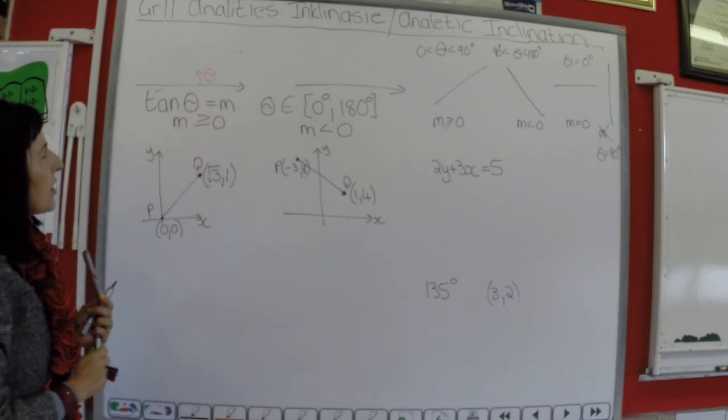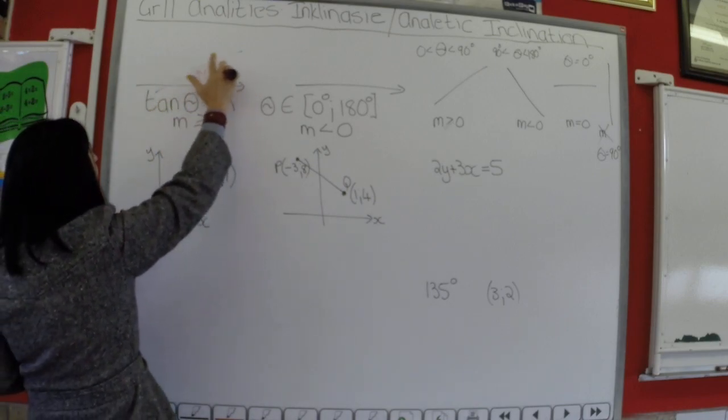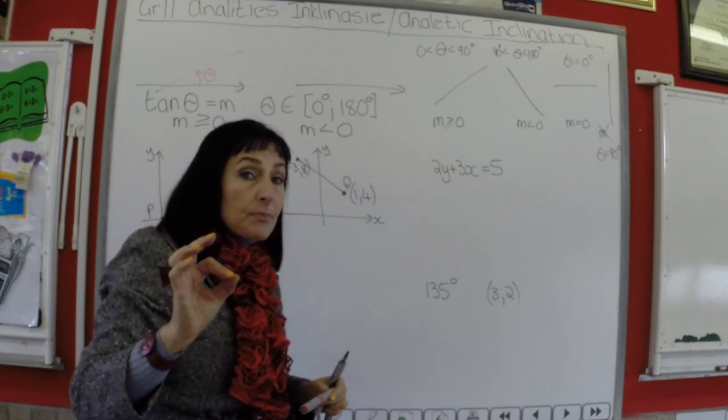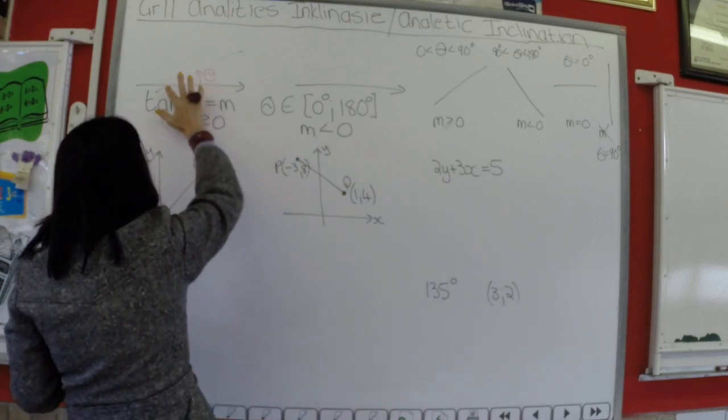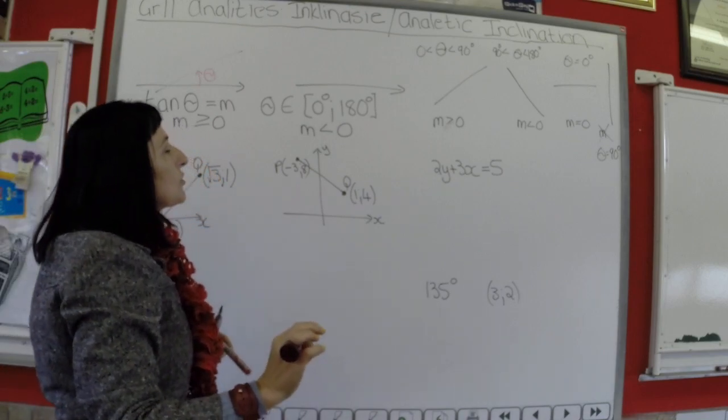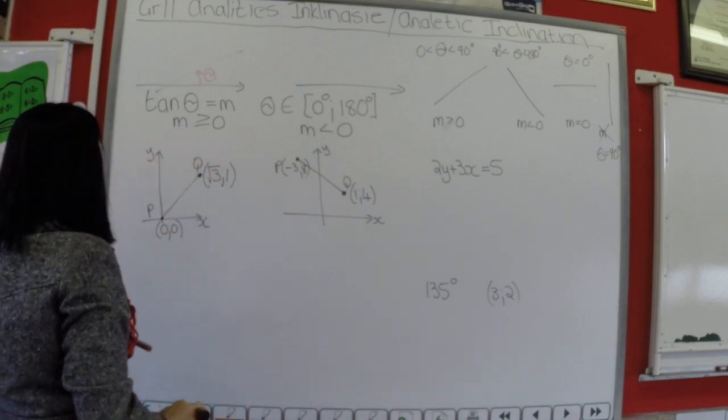Let's draw another line. This angle you can clearly see is an acute angle, isn't it? Dit is 'n skerp hoek. Ons kan dit duidelik sien. Wat is 'n skerp hoek? Dis 'n hoek wat tussen 0 en 90 grade lê.